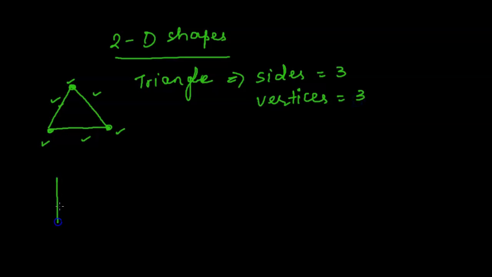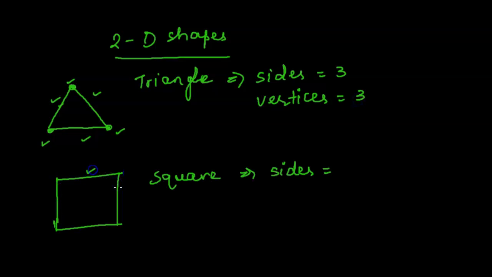Next shape that we describe is a square. Square has how many sides? 1, 2, 3, and 4. How many vertices does a square have? Again, vertices are the corners. So we have corner 1, corner 2, corner 3, corner 4. We would usually find sides and vertices to be equal in a 2D shape.